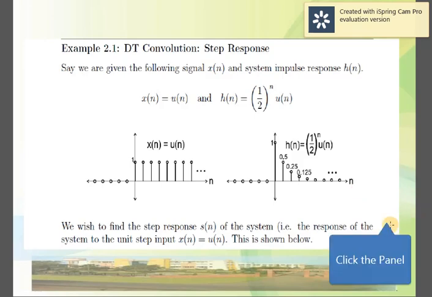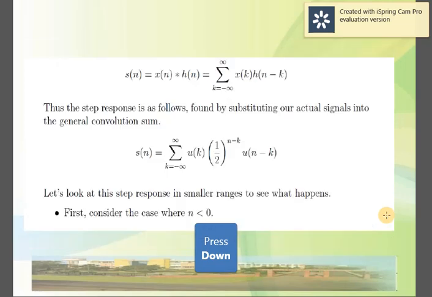Half raised to n is a decaying exponential. So the convolution is represented as s of n here because one of our signals, x of n, is u of n. Whenever we have u of n to be convolved with another signal, we consider it as a step response.